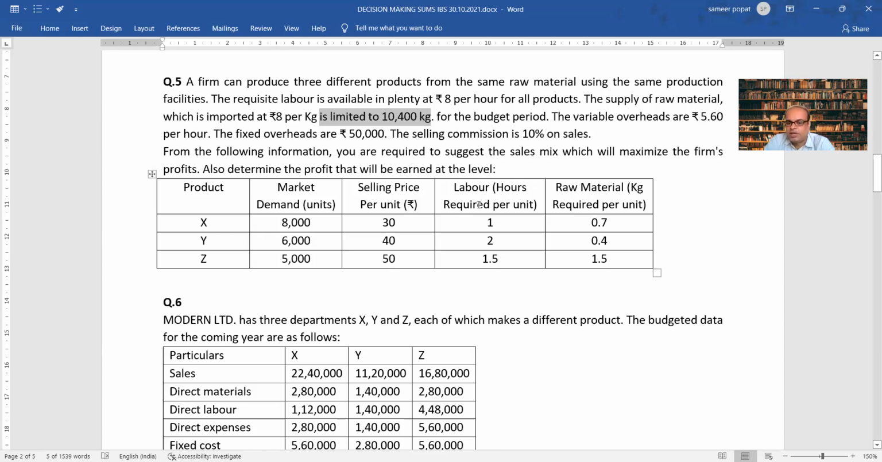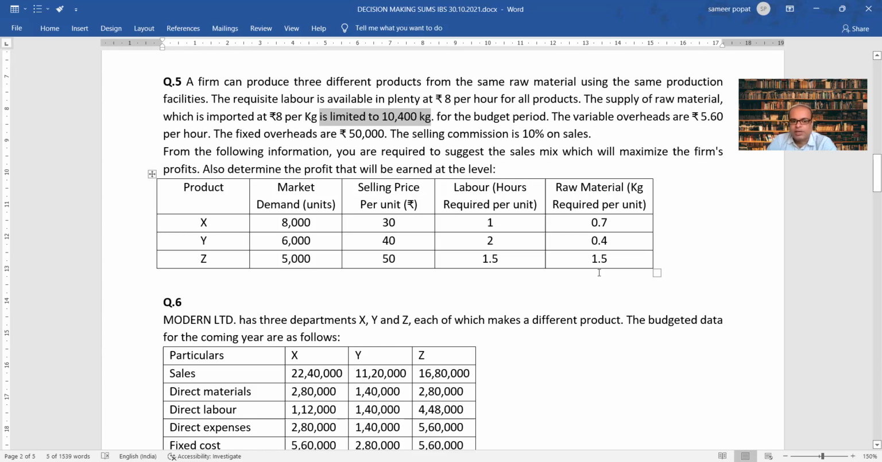Labor hours required per unit: to manufacture 1 unit, the number of labor hours required is 1, 2, and 1.5. Labor hour is not a key factor, so this information can be used to calculate the labor cost. Raw material kgs required per unit: to manufacture 1 unit, we require 0.7 kg for X, 0.4 kg for Y, and 1.5 kg for Z. And this is our key factor.